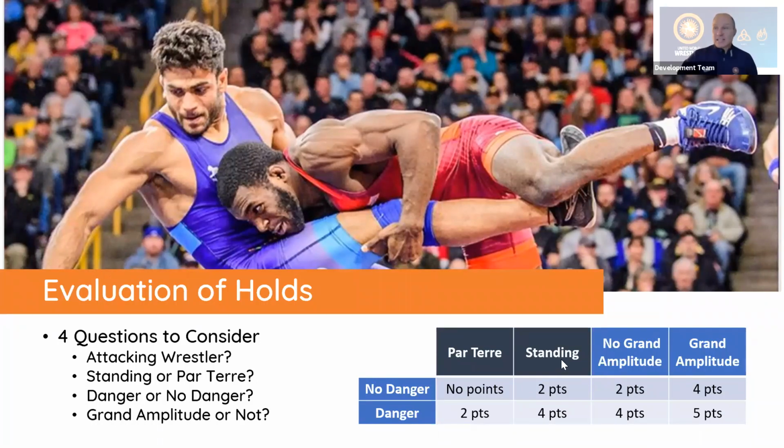And the next part is the standing or parterre. If the action is in standing position and goes to danger, it's 4, no danger, 2. And then parterre, if it just goes to danger, it's 2 points. Certainly it's possible for it to be a takedown in this process. And again, this is just looking at the evaluation of holds. Takedowns are a different part, but almost every other action that occurs probably falls into one of these categories. So just some good questions to think about as you have to evaluate points, but certainly an important competency for referees.